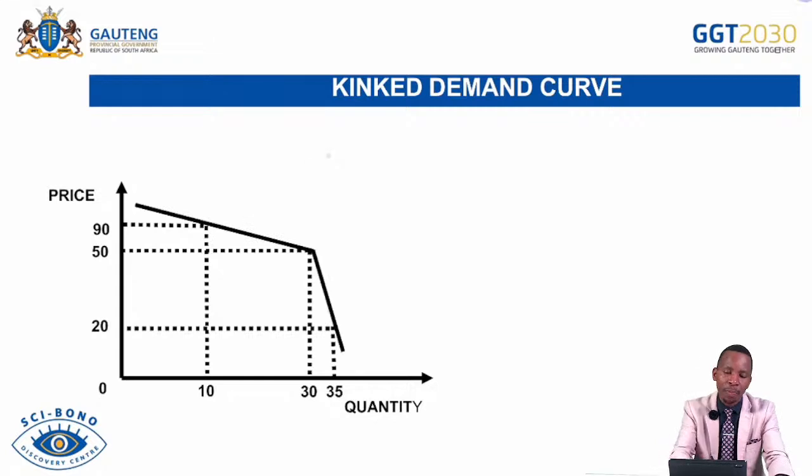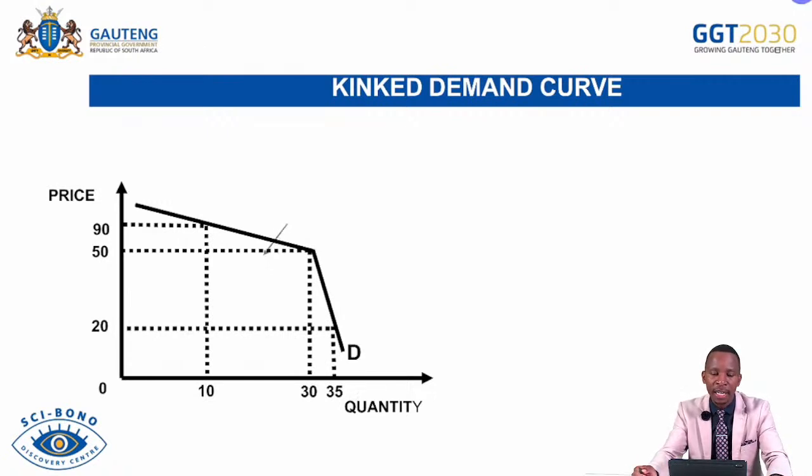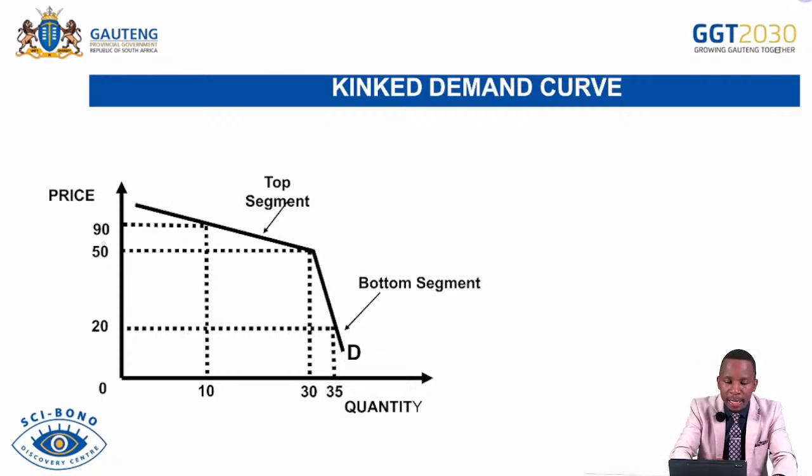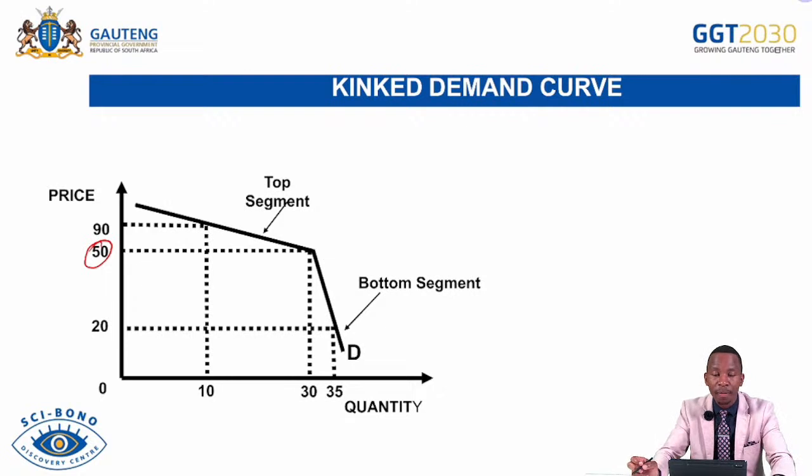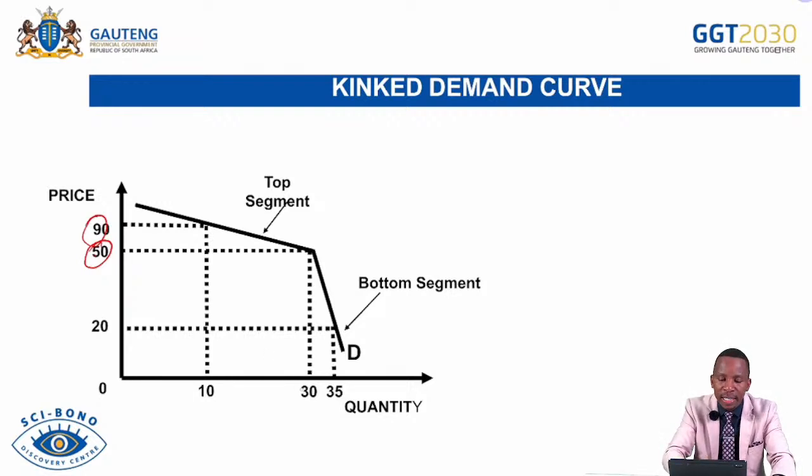This one is the top segment, and this one is the bottom segment. You can see the top one is relatively elastic, and the bottom one is relatively inelastic. There is an arrow indicating the top segment, and then this is the bottom segment. So what happens here? This is the selling price, which is 50 rand. All firms are selling this product at 50 rand. So if one firm or one competitor decides to increase the price from 50 to 90 rand, what will happen? The demand for these goods or for this firm will decline from 30 units to 10 units.